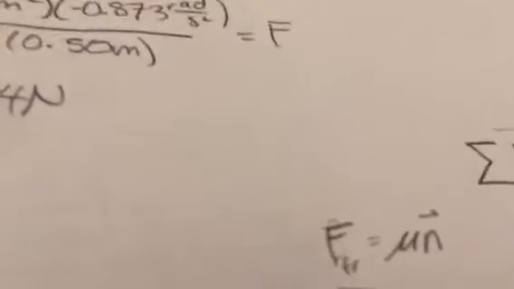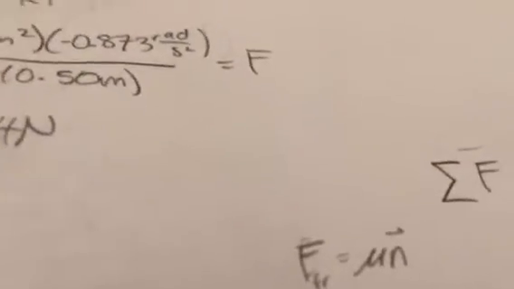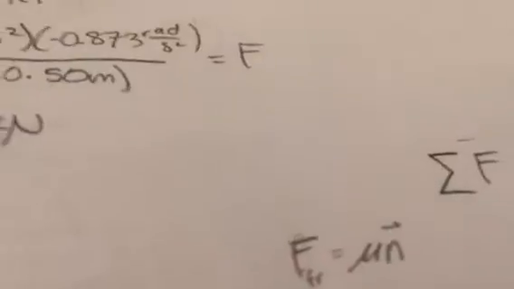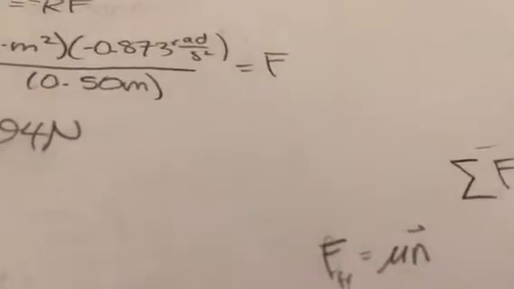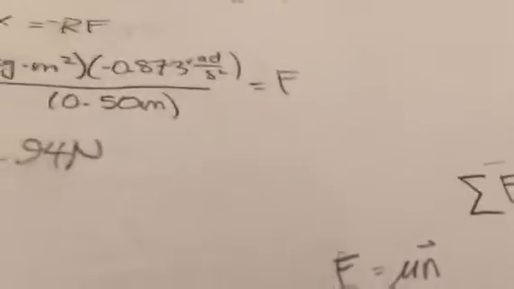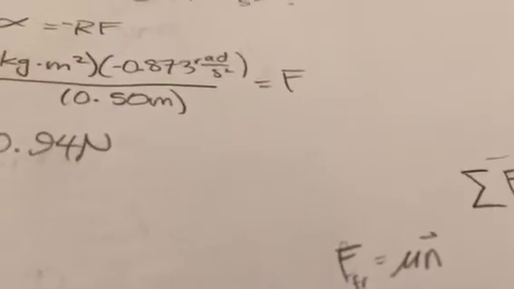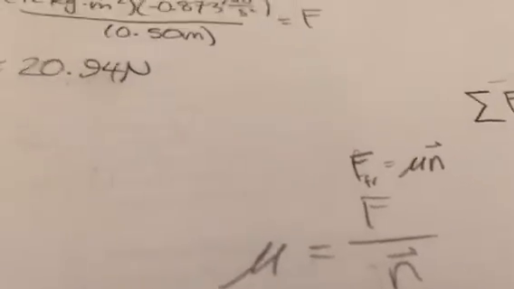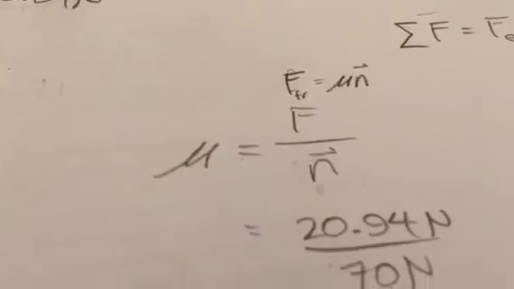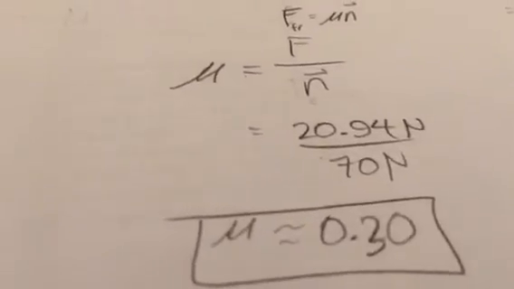Then we can say that the frictional force, from chapter 4, is equal to mu, the coefficient of friction, times the normal force. If we isolate mu, we get the frictional force divided by the normal force, and mu comes out to be approximately 0.30.